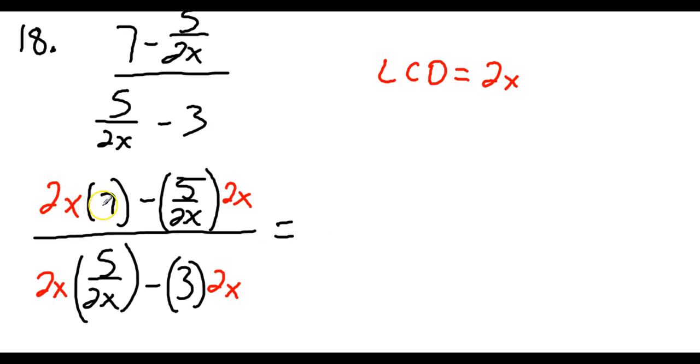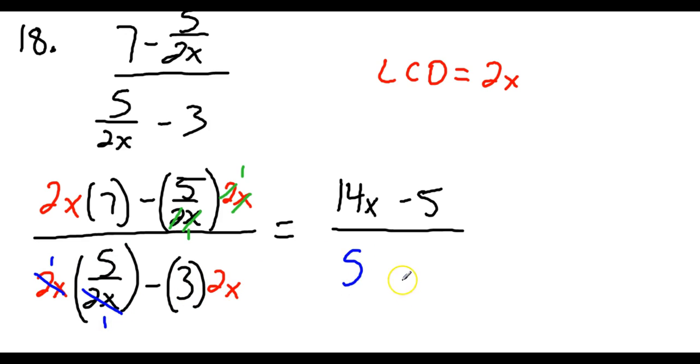For this one, you've got 2x times 7. Well, that's 14x. For this one, the 2 cancels and the x cancels. So those are all basically just 1s. So this one, you've got 5 times 1, which would just be 5. For these, the 2x here cancels the 2x here. Again, basically you're putting a 1 there, so 1 times 5 is 5. And then 3 times 2x would be 6x.